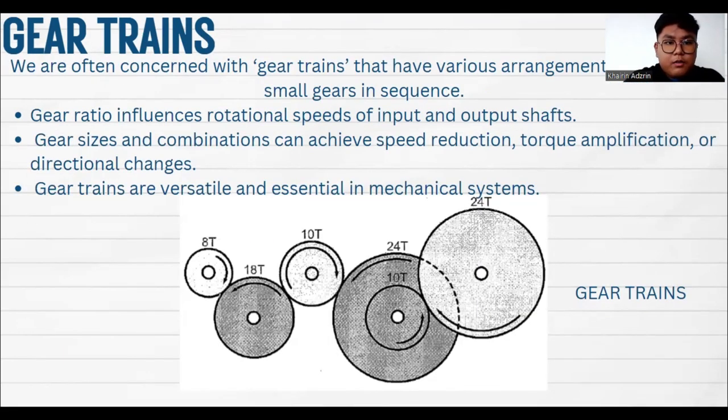Gear trains. We are often concerned with gear trains that have various arrangements of large and small gears in sequence. Gear ratio influences the rotational speeds of input and output shafts. Gear ratios and combinations can achieve speed reduction, torque amplification, or directional changes. Gear trains are versatile and efficient in mechanical systems. According to my research, there are four types of gear trains. The first one is simple gear trains, the second one is compound gear trains, the third one is reverted gear trains, and lastly is epicyclic gear trains.